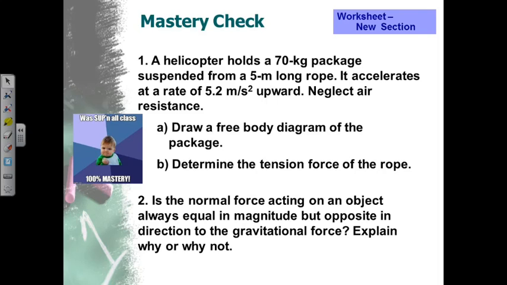Okay, so in class today we did a master check here, and this is the same master check, where we have a helicopter holding a 70 kilogram package suspended from a 5-meter long rope, and it accelerates at a rate of 5.2 meters per second squared upward. And this says neglect air resistance, so we don't have to think about air drag.